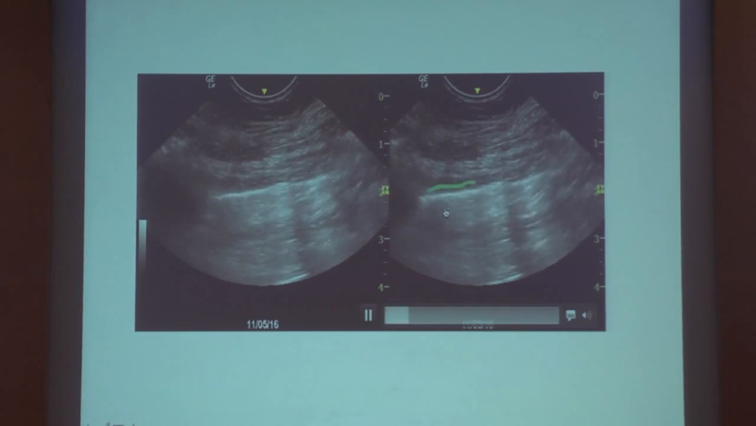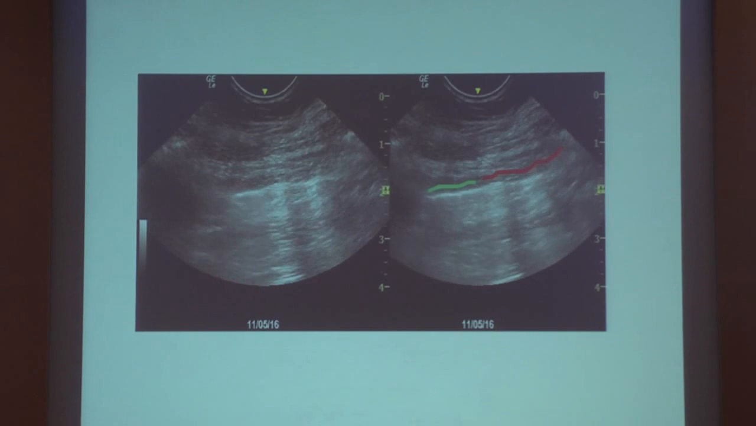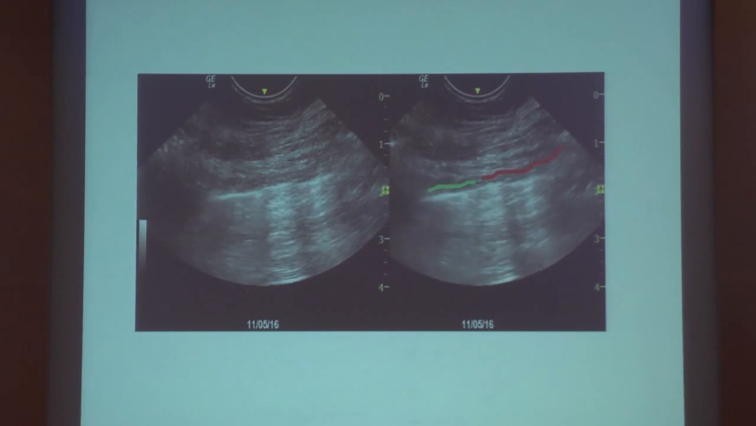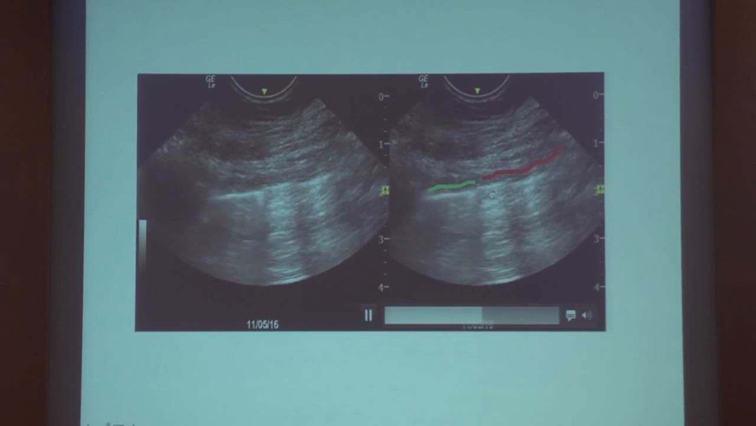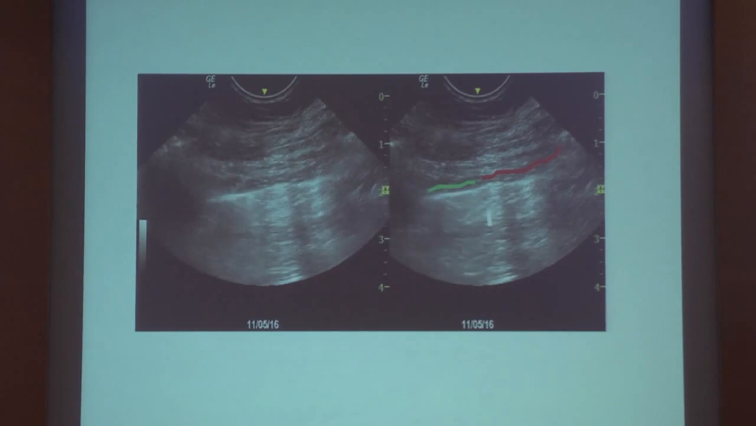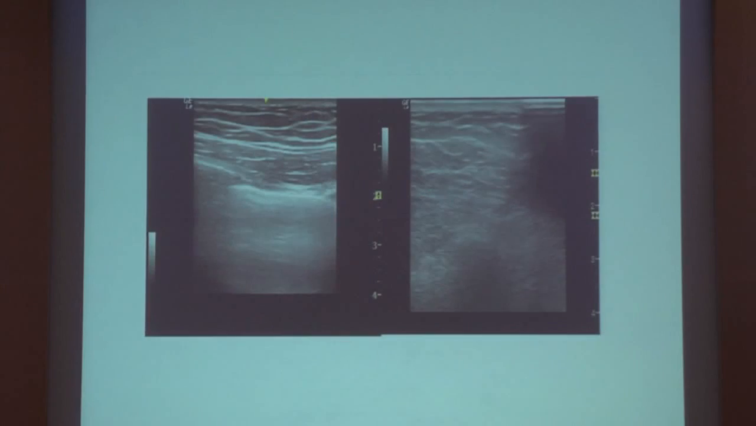In pneumothorax, you see the pleura slides halfway, but the other half doesn't slide. If you see something like this, absence of pleural slide, this is called lung point. The pleura seems to slide partially. So if you see this, it means your patient has pneumothorax. So that's how you diagnose pneumothorax on ultrasound.